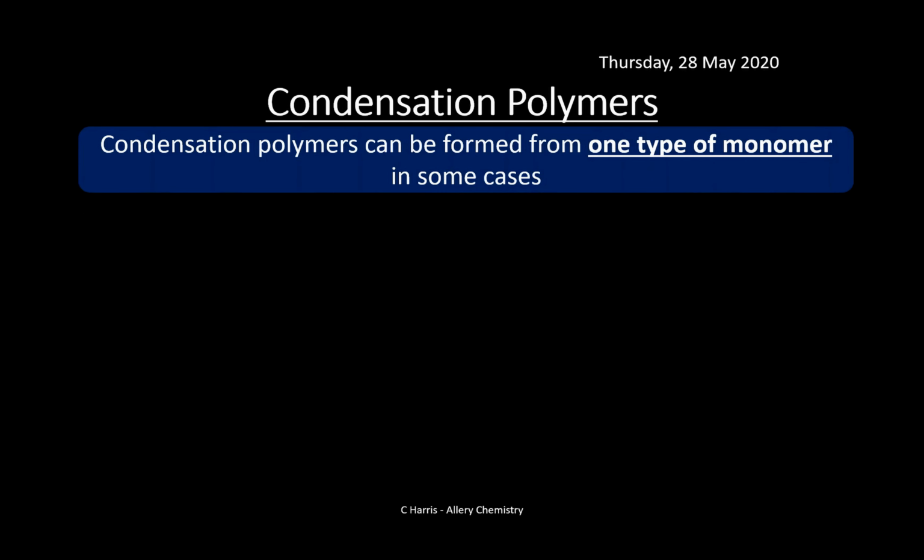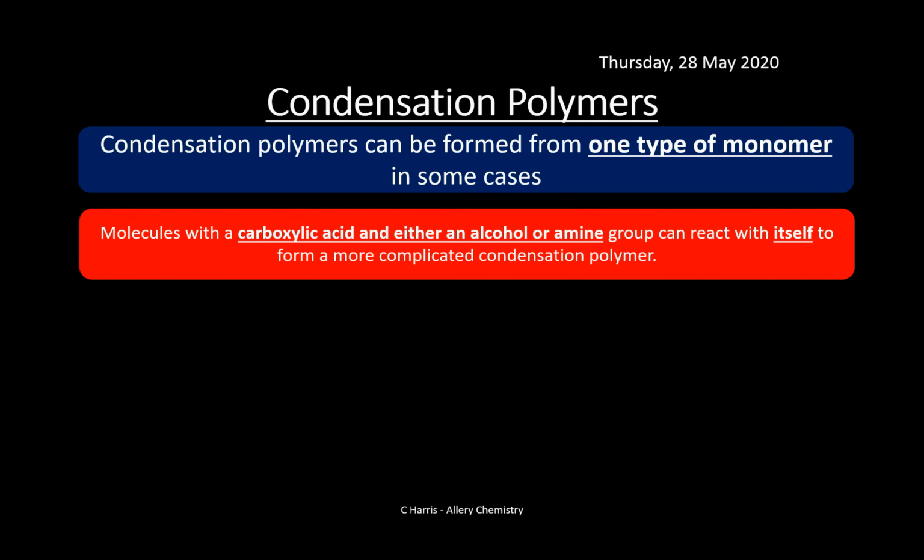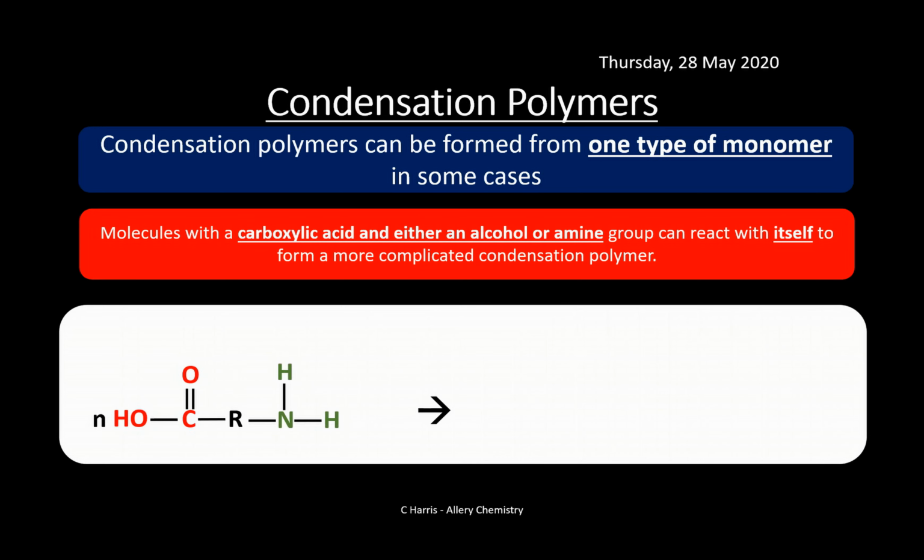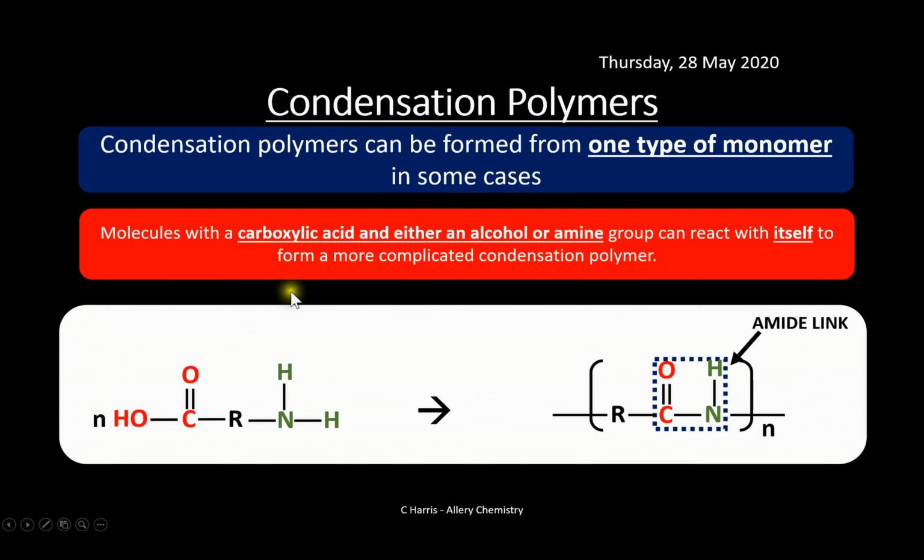Okay, so condensation polymers, they can be formed from one type of monomer as well in some cases, so we don't need 2 different types. So, for example, you'd seen an example with nylon 6, that was using one type of monomer. But molecules with a carboxylic acid and either an alcohol or an amine group, they can actually react with itself to form a more complicated condensation polymer, just like nylon 6, as we've seen there. So, there we are. There's the one monomer unit, or the single monomer unit there.